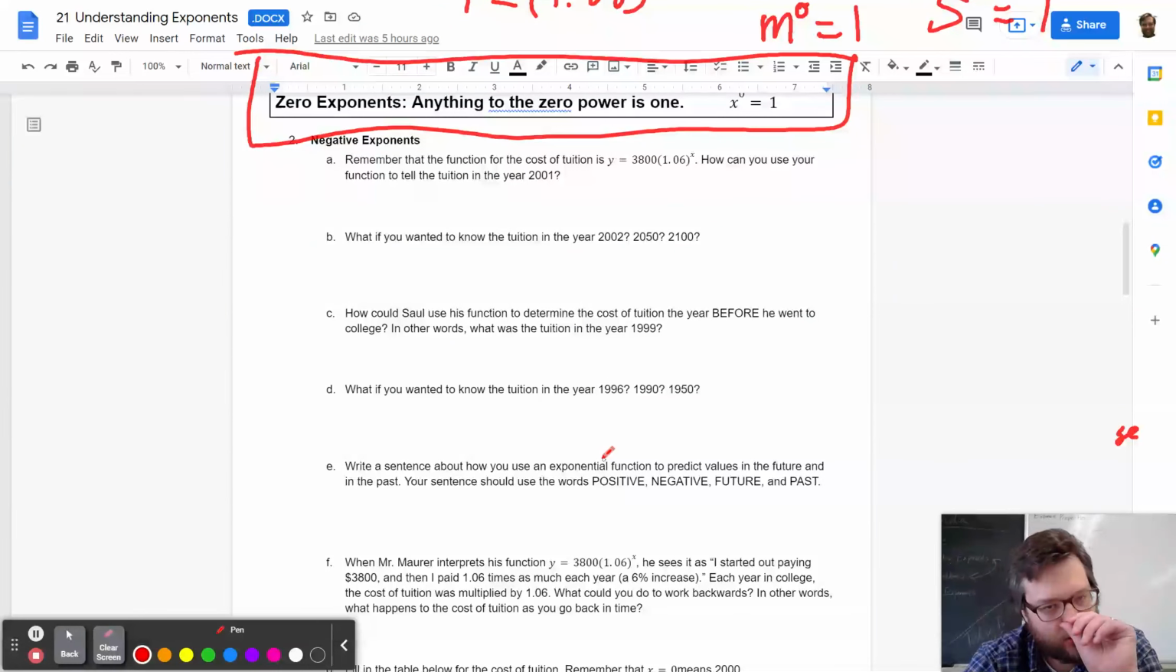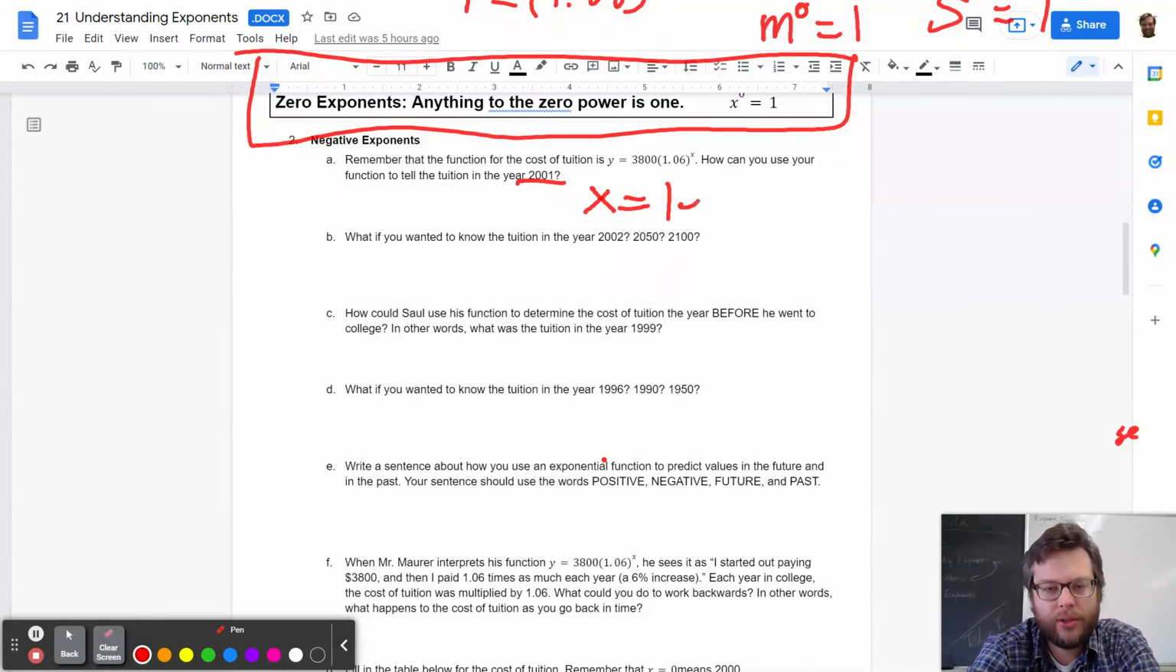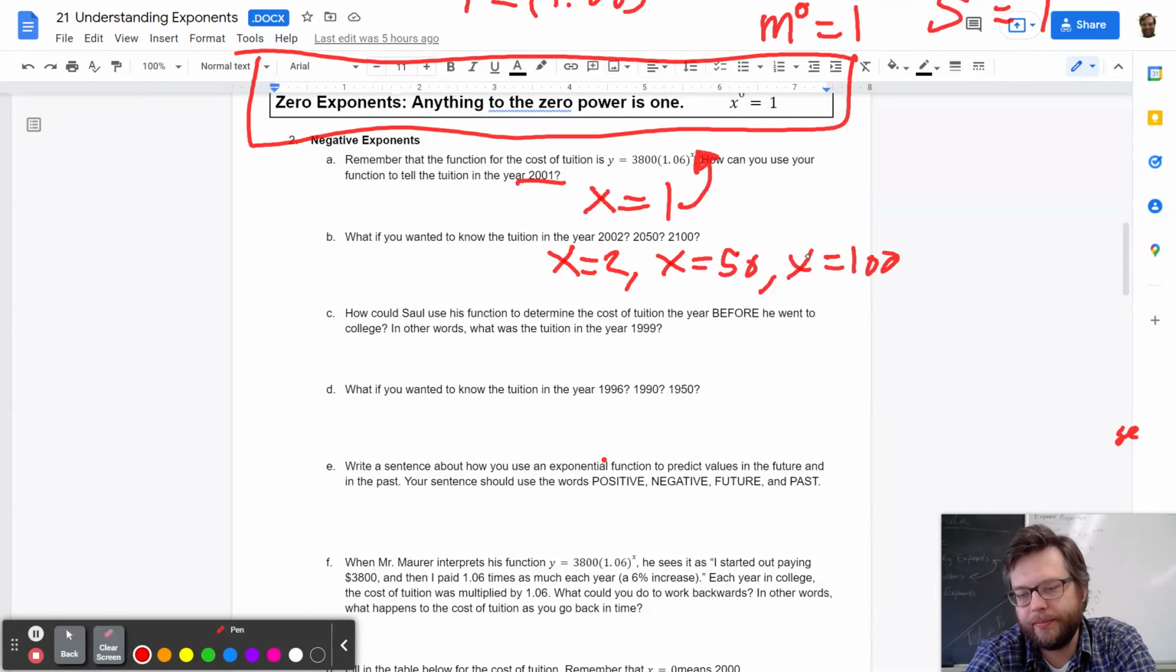Now getting on to page 2, where we start talking about negative exponents. I'm going to get through this a little bit quicker. The idea here is that if you want to find the year 2001, that's 1 year after 2000. So you just type it into your calculator, put a little positive 1 right there as an exponent. For the year 2002, you plug in 2. For the year 2050, you plug in 50. For the year 2100, you plug in 100.